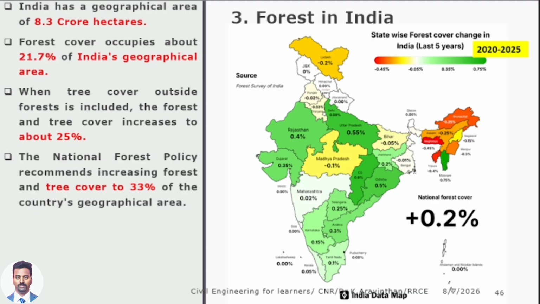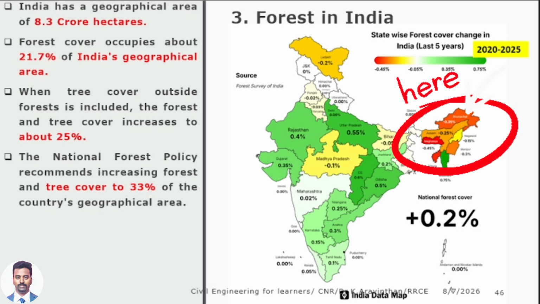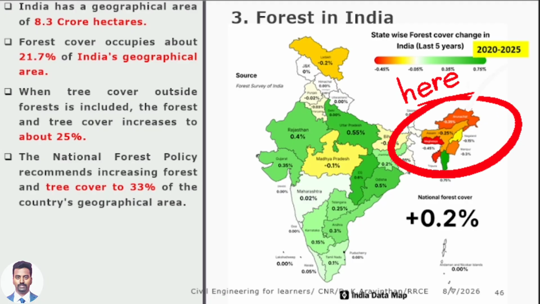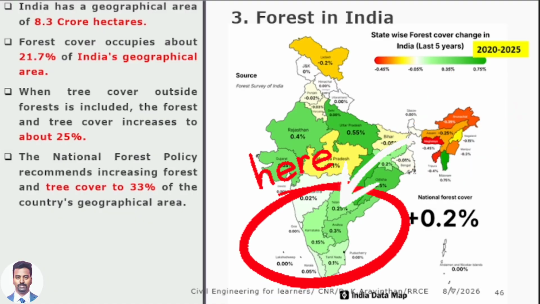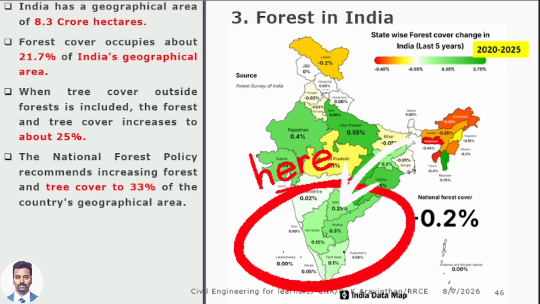What are those periods? 2020 to 2025. In the last 5 years, who has cut more trees? The red color is cutting trees, green color is planting trees. These places, West Bengal and Meghalaya, and these areas are minus 35%. They are cutting trees more here. But you see, in the southern part, there is no cutting or deforesting happening.